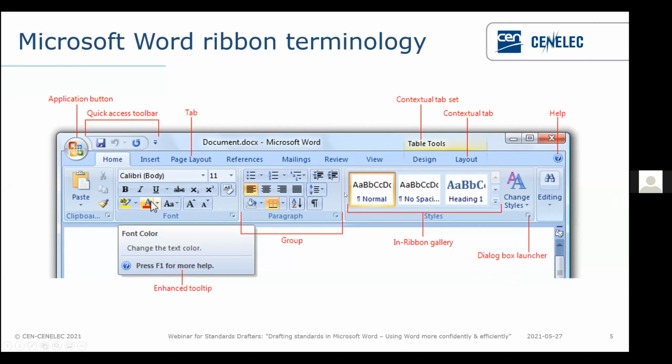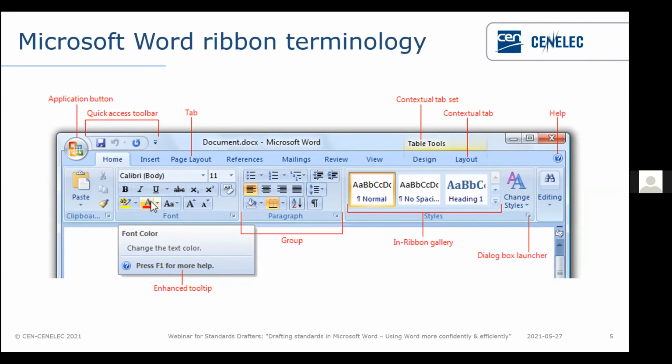So if you're ever having issues with it, you can Google Microsoft ribbon. And then up top, we have the application button, the quick access toolbar, the tab, the contextual tab set, the contextual tab, the question mark is always help. Then we have this dialog box launcher to the right, the in ribbon gallery here, and then the group and the enhanced tooltip. And we're starting this off so that when we're talking about the next couple of points, you understand what we're talking about, and you can use this information should you have problems in the future and you would like to try and check it yourselves, you can just go ahead and Google that information.